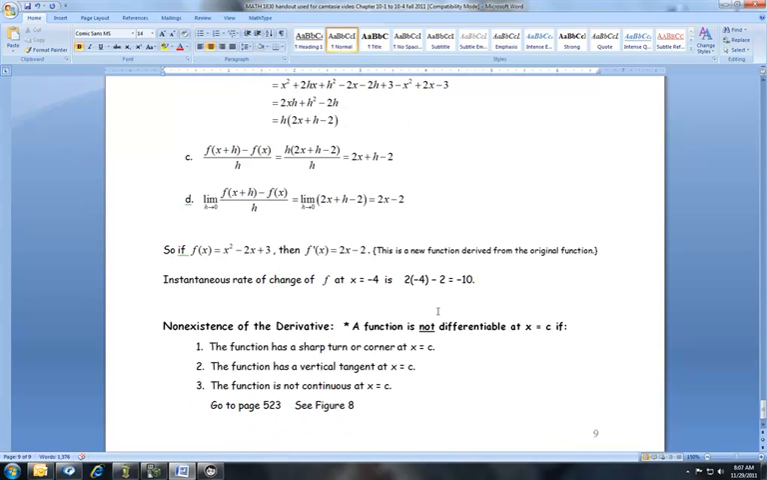Now, non-existence of the derivative. A function is not differentiable at a point c if any one of the three of the following exist. If you have a sharp turn or corner, if you have a vertical tangent, remember this is undefined, or if your function is broken at that particular place. So there are 3 instances. On page 523 there's a very nice figure that has all 3 of these, and you will need to know these for the test.